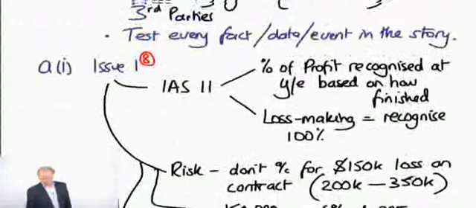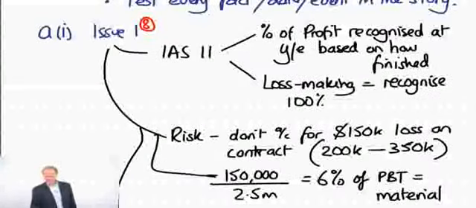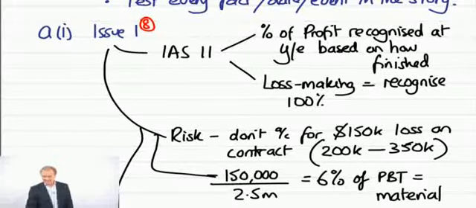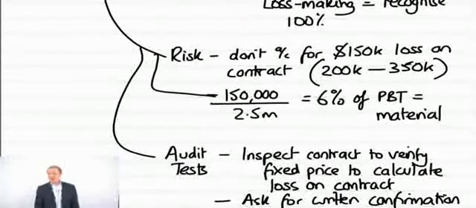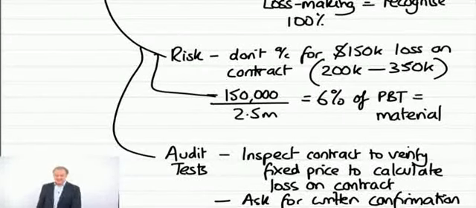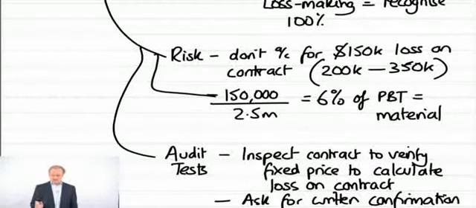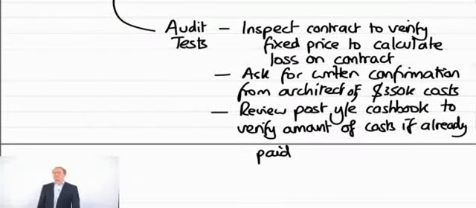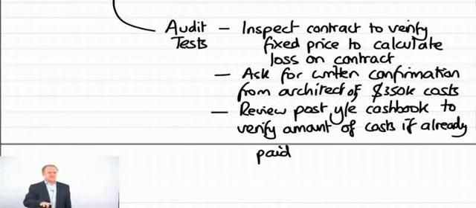Right, quick look. I think we've probably got at least 1, maybe 2 marks for talking about IAS 11. Get another mark for talking about the risk of not accounting for the loss, and another mark for materiality. So I reckon I've got 3 or 4 marks before the audit tests. I've got 3 audit tests, so I'm on 6 or 7 out of 8. So I can relax a bit, because I should have passed this by now, once I turn this into sentences.